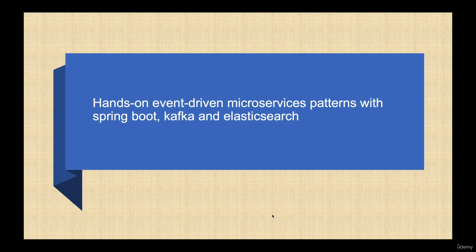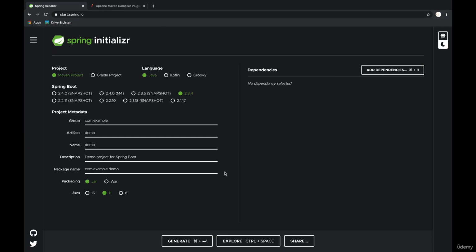Hi everyone! In this lesson we will start writing our first microservice. Let's first go to start.spring.io to download a base Spring Boot project. It is good to learn and use start.spring.io to get a Spring Boot application ready, as it really speeds up the starting point.